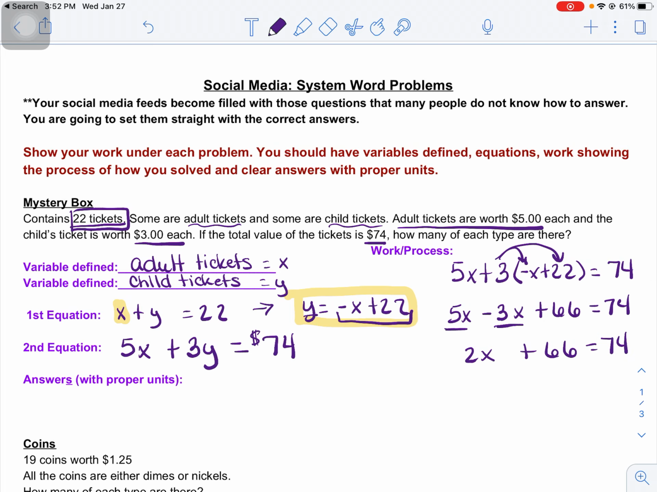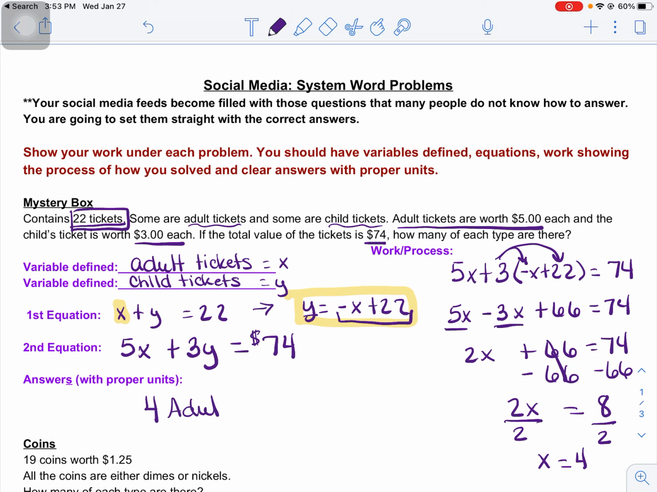Combine your like terms, so I have 5x and negative 3x, so I really have 2x plus 66 equals 74. I want to get my constants to one side and my variables with their coefficients to the other side, so I'm going to subtract 66 because it's being added. Do the opposite to move it. They cancel out here. We have 2x, and 74 minus 66 gives us 8. Divide by my coefficient of 2, and I have x equals 4. Well, what was x representing? X was adult tickets. So that means I have 4 adult tickets.